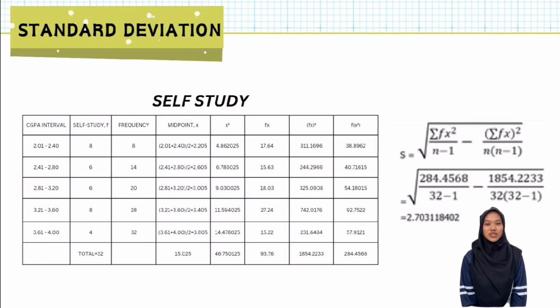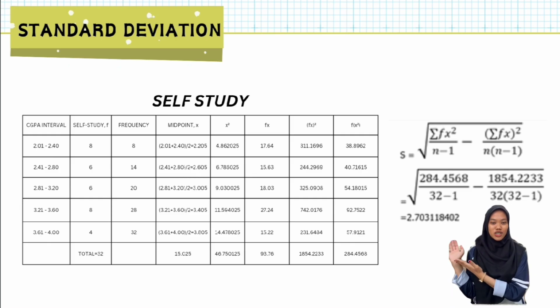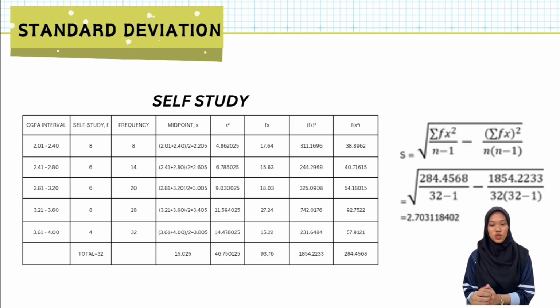So now we present standard deviation for self-study. Here is the data of self-study. There is a formula of standard deviation. So the standard deviation for self-study is 2.703118402.